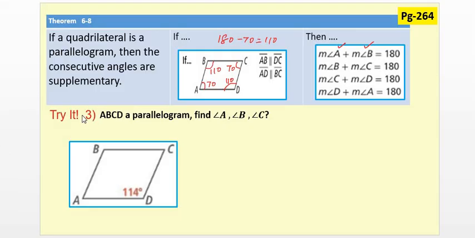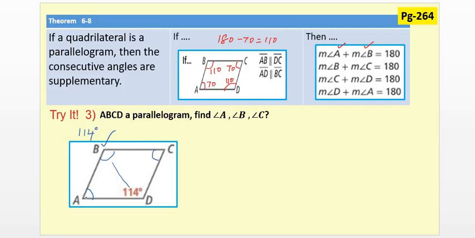Now look at the example that is given here. This is try it number 3. It says ABCD is a parallelogram. Find the value of angle A, B and C. So they want us to find how much is angle A, angle B and angle C. For angle B, it's very obvious and simple because it is opposite to angle D, and the opposite angles in a parallelogram are always congruent, so the value of angle B will be 114 degrees.